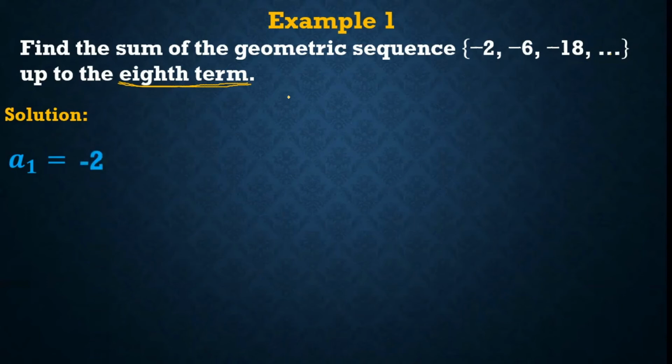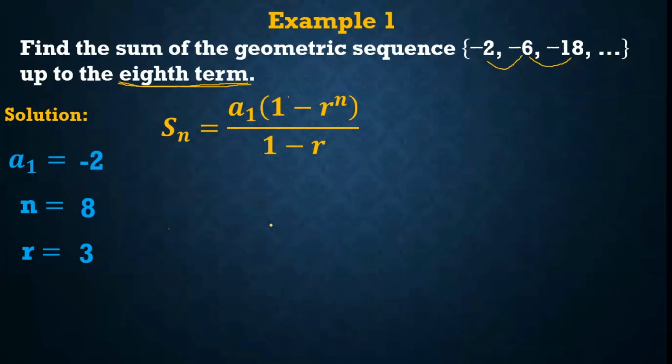Our a sub 1 is -2. Our n, or the number of terms, is syempre 8 because up to the 8th term po yung hinahanap natin. Okay? And our r, or the common ratio, is 3 because -18 divided by -6 is 3, and -6 divided by -2 is +3. Therefore, our common ratio is 3.